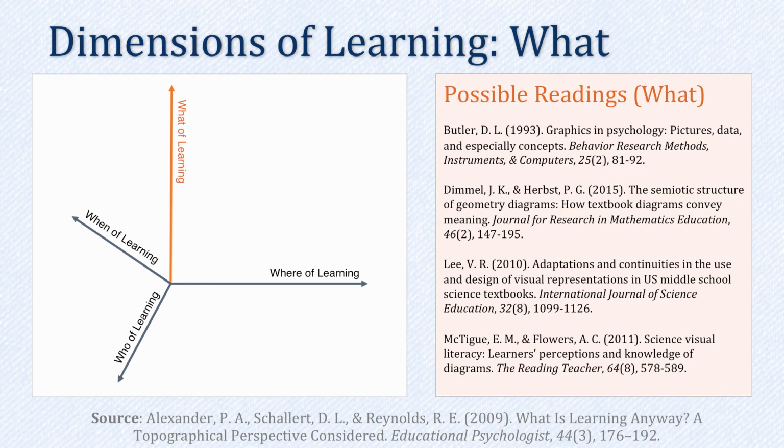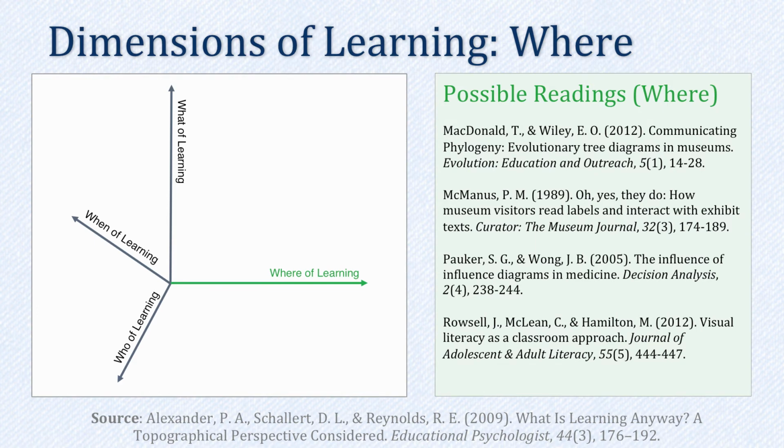For example, if you are interested in the what of learning, or the actual content being learned, then you might want to read any one of the readings listed here, which examine how visual representations are being used in different content areas, such as mathematics, science, or psychology. Alternatively, if you are interested in the where of learning, or where learning takes place, such as classrooms, museums, or clubhouses, you may want to check out one of these readings that look at how different places or contexts leverage graphic representations to support communication and learning.